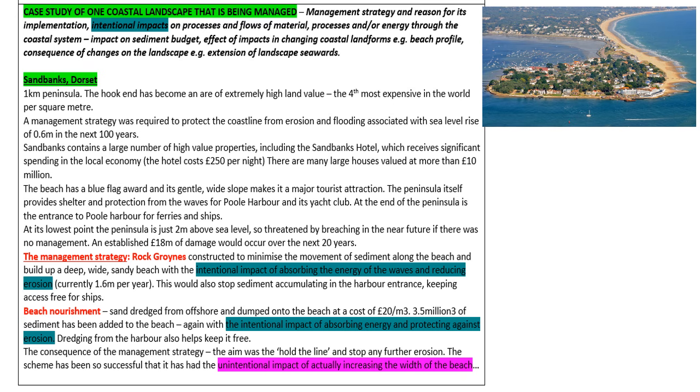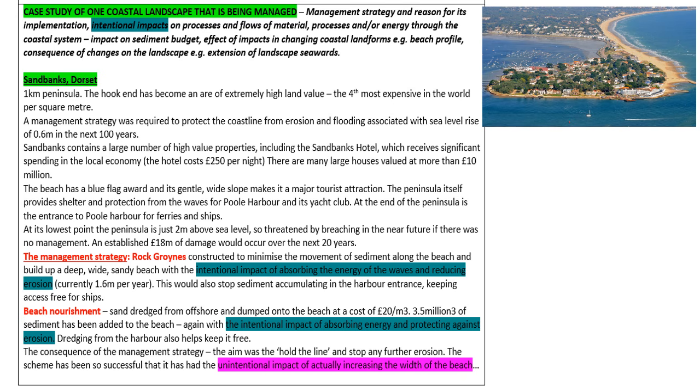A management strategy was required to protect the coastline from erosion and flooding, as the sea level is predicted to rise 0.6 metres in the next 100 years. You've got significant high value properties. You've got a blue flag beach that has a gentle wide slope and is a major tourist attraction. And if the peninsula itself was to be breached, was to be overtopped by the water, it would not be possible to simply drive across to the peninsula.